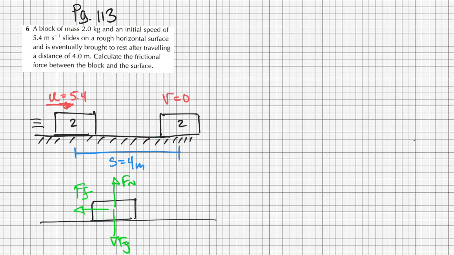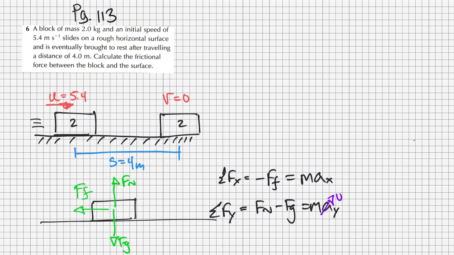If we were to do our net force equations, the sum of the forces in the x direction would just be a negative force of friction equals mass times acceleration in the x. Then the sum of the forces in the y are going to be normal force minus the force of gravity equals mass times acceleration in the y. And we know that this would be 0. So this tells us that our normal force equals our force of gravity.